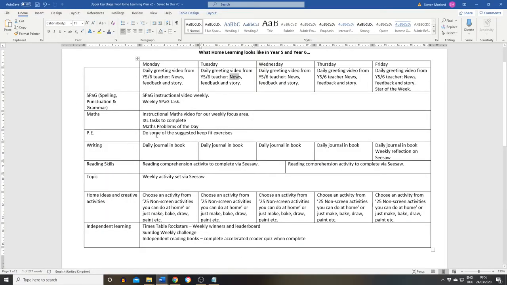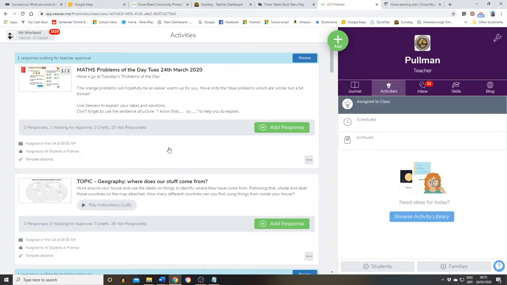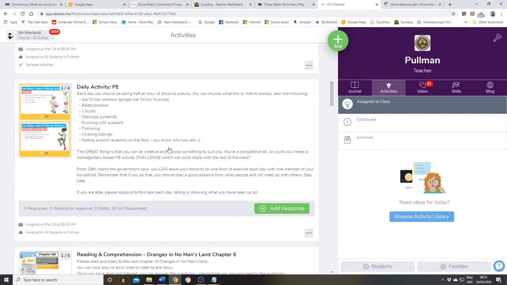Back to our plan. PE. I've put some suggested things up on Seesaw this morning, but actually you were doing a pretty good job of sorting that out yourselves yesterday, whether you were doing ballet or rolling around on the floor, Lucas, it was really good. Just remember, obviously, the guidelines last night from Boris Johnson said you can leave your home to do one form of exercise each day with one member of your household. So please do that safely.